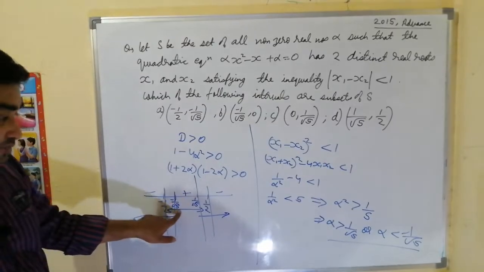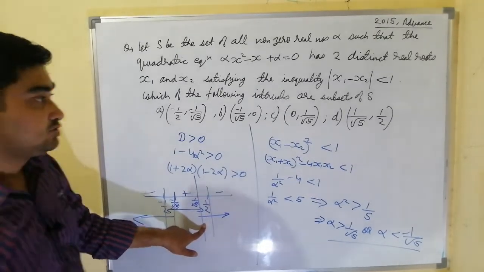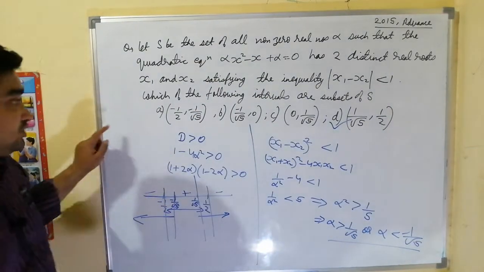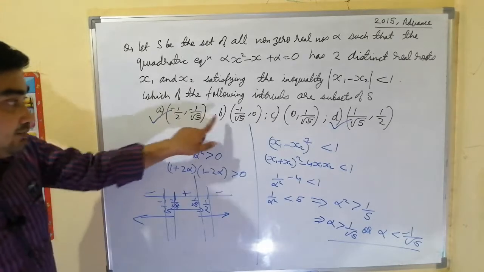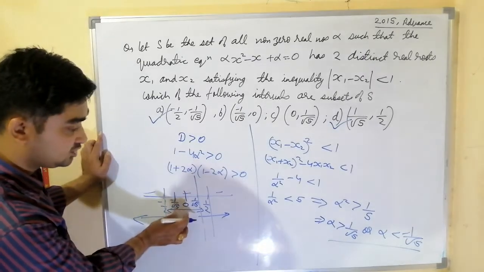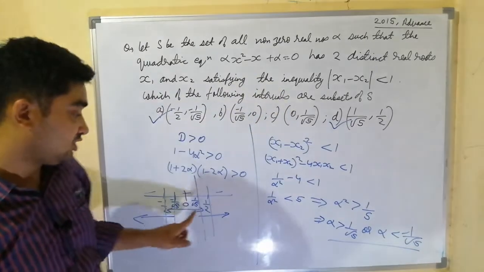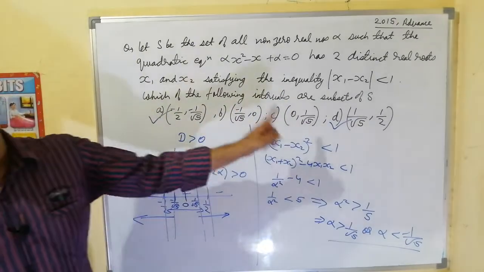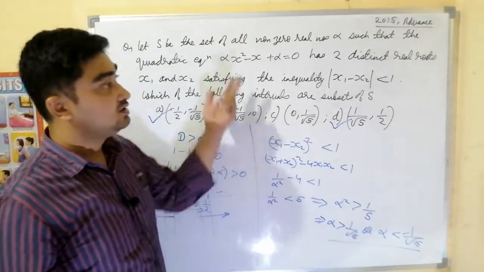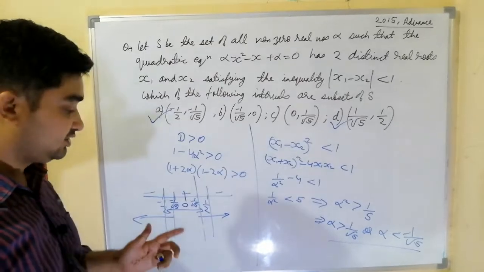That range is minus 1 by 2 to minus 1 by root 5 and 1 by root 5 to 1 by 2. So 1 by root 5 to 1 by 2 is option D, and minus 1 by 2 to minus 1 by root 5 is option A. B is minus 1 by root 5 to 0. It is not true because this is not the range. In this only one condition is satisfied, the other is not satisfied. In C also it is not true. So the answer is A and D. A and D lie in that range which satisfies both the conditions. Conditions are that the difference of the roots should be less than 1 and it should have two distinct real roots.